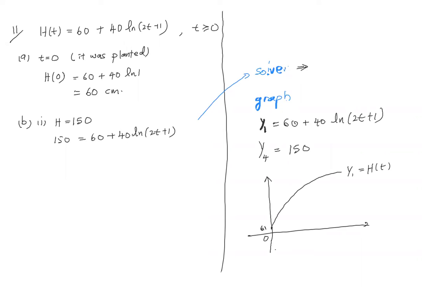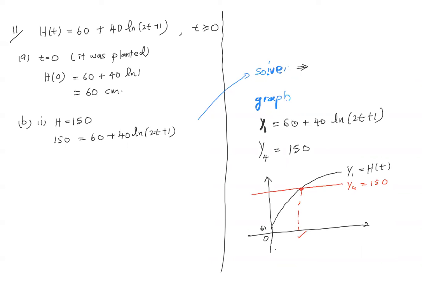Okay, then you have another line. This is Y4 equal to 150. So you find the intersection point, you get the answer. Do you know how to find the intersection point?